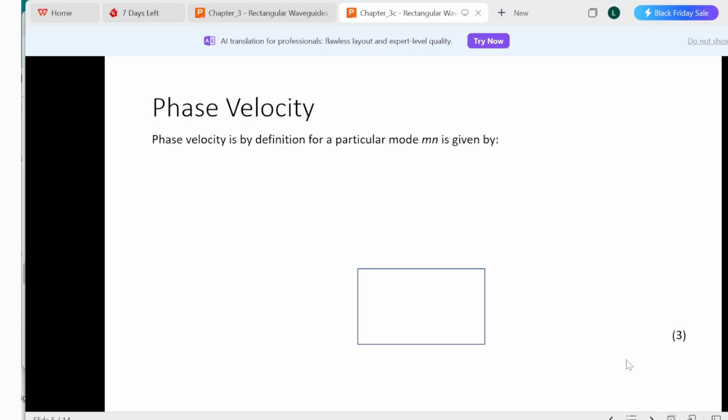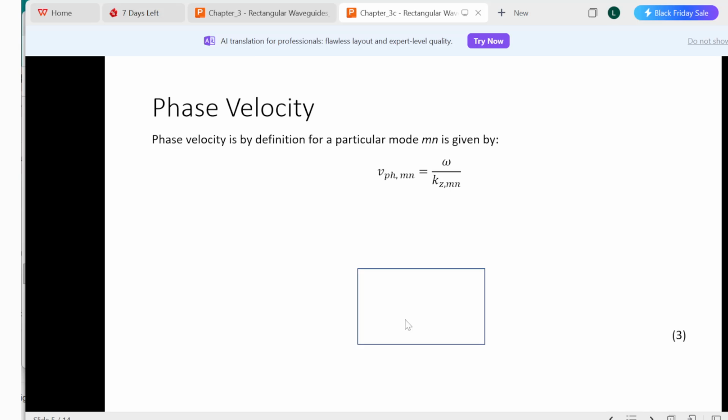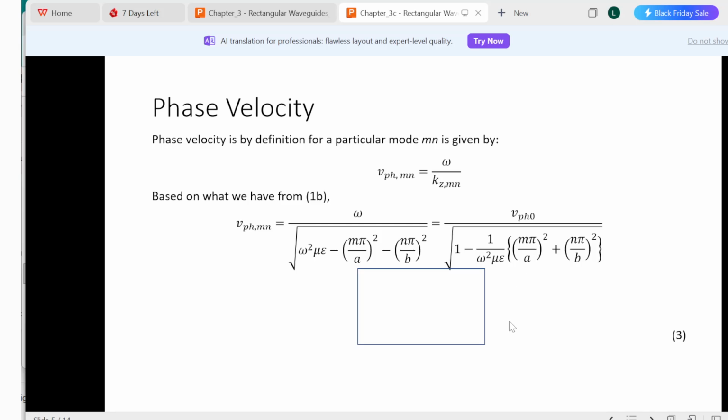Okay, phase velocity. And as you already know, the velocity is also inside the expression. And we know that the velocity is given by omega divided by k of z, which is the wave number in the direction of propagation, and we can use this to our advantage and then derive it. And previously we have already found this, and we just need to derive this. And here we go. So this is the phase velocity.